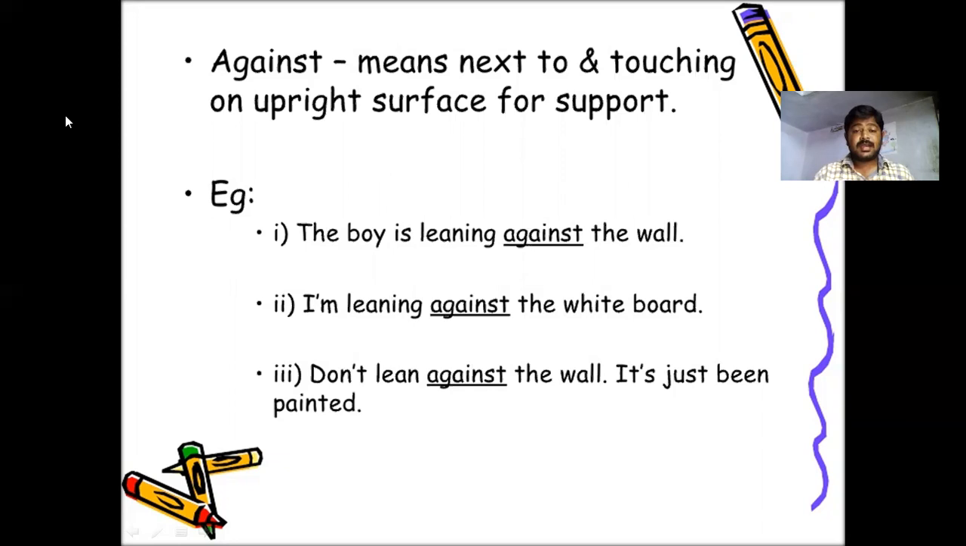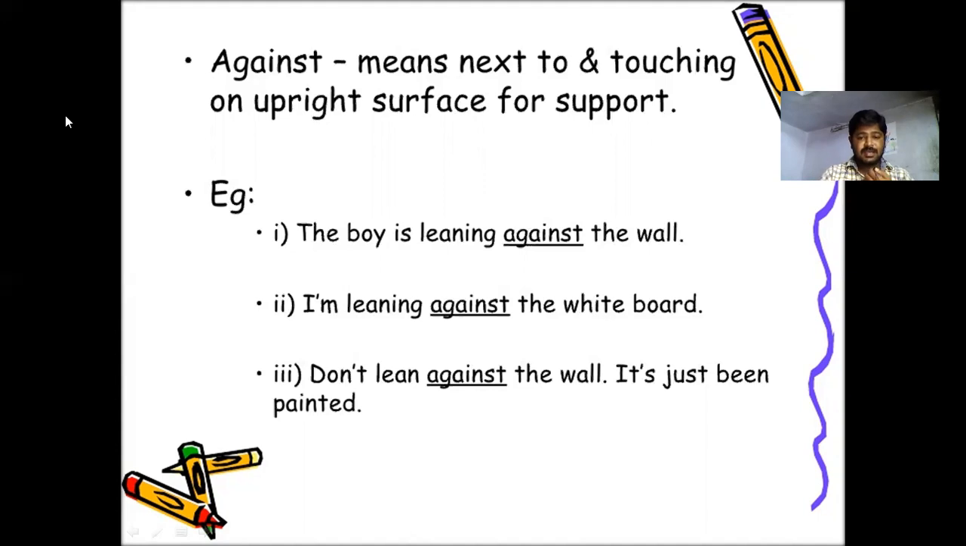And against means next to or touching on the upright surface for support. Example: the boy is leaning against the wall. Here, the boy who is standing against the wall is just an example of against, meaning next to.